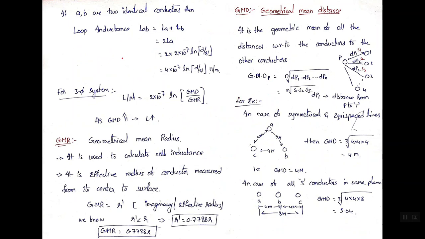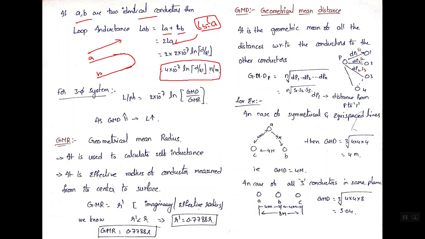And in case of loop inductance, for the total loop, if you take two conductors A and B, for the total loop inductance you have to consider LA plus LB. If the two are identical conductors, LB is equal to LA, so we can say it is 2LA, then we will get 4 into 10 power minus 7 ln of d by r dash. But in case of the three-phase system, D is replaced with GMD, and r dash is replaced with GMR. But here GMR is nothing but r dash, friends. GMR is nothing but r dash only.